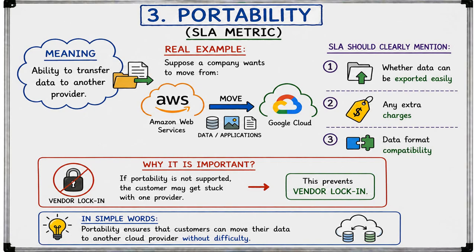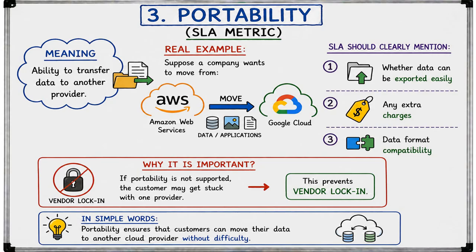Next is portability. It means the ability to transfer the data to another provider. Portability means the ease with which a customer can move their data and applications from one cloud provider to another. That is, can I shift my data easily if I want to change the cloud provider? The cloud provider may be Amazon Web Services, and I want to change it to Google Cloud. It is important because the customer should not feel stuck with one provider. It gives flexibility and freedom to switch.